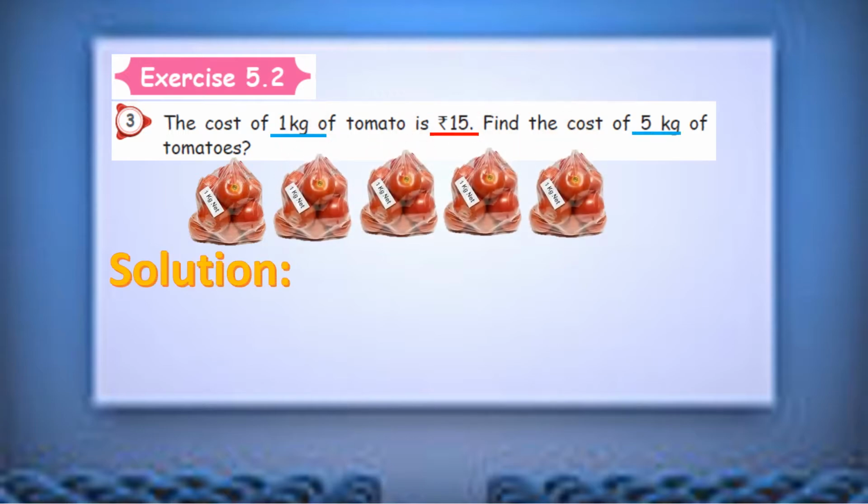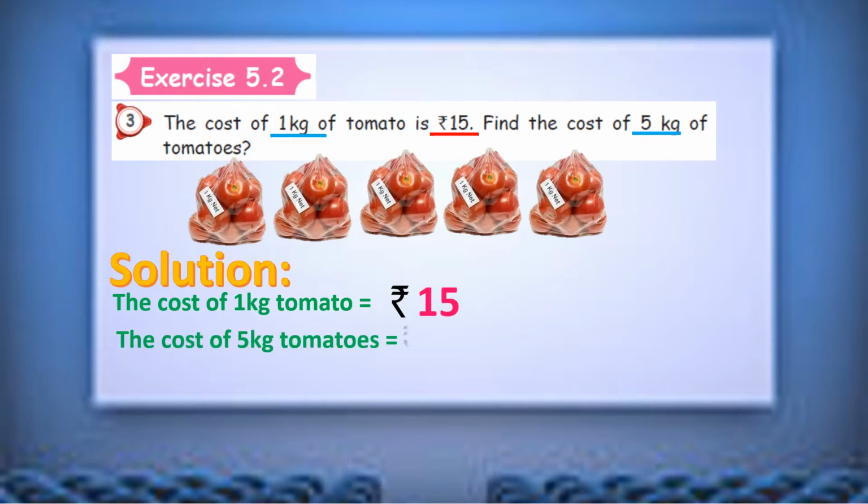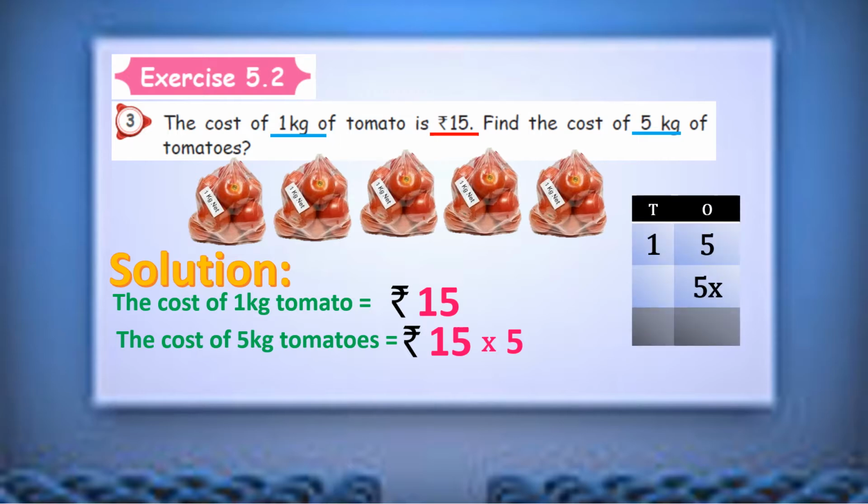Okay, here is the solution. The cost of 1 kg of tomato is equal to rupees 15. Then the cost of 5 kg of tomatoes is equal to rupees 15 into 5. So as usual, let us do the multiplication. 5 times 5 is 25, 5 and 2 above, 5 ones are 5 and plus 2 is 7, right? So the cost of 5 kg of tomatoes is equal to 75 rupees.